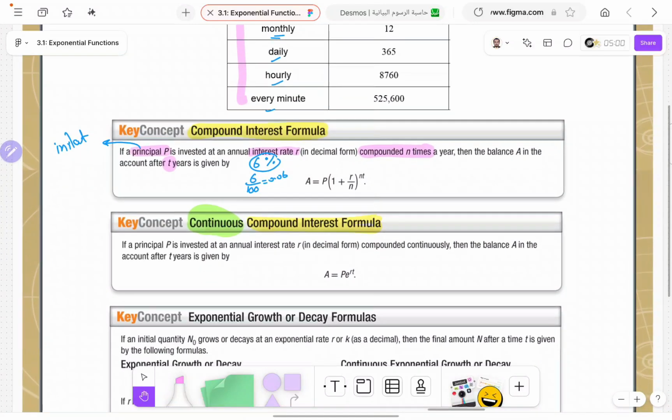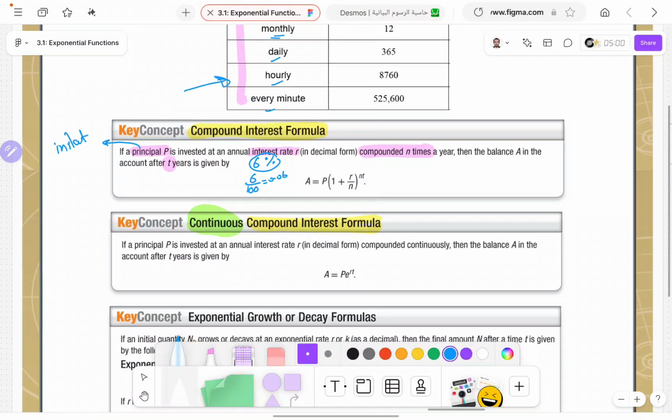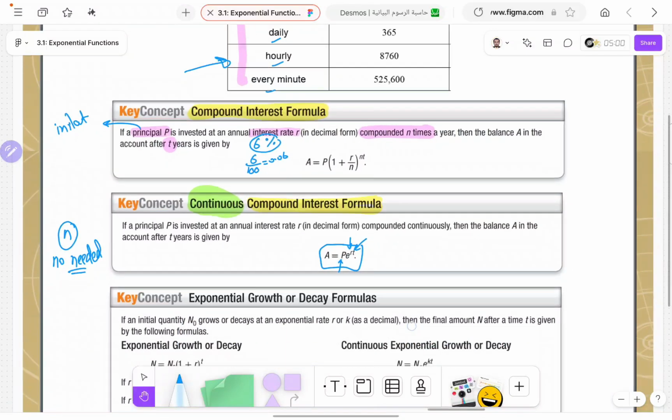Now, the difference between the continuous and the compound interest is the n term. The n term is not given, so n is not needed. We don't need it anymore because there is no n in the formula. So we need only the principal, the interest rate, and the time. This is the difference between them.